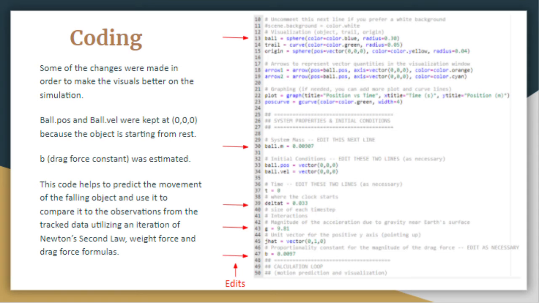Overall, this code is supposed to help us predict the motion of the falling object using our forces and formulas, and to compare that data to the actual data in tracker in order to better understand how weight force and drag force affect the motion of this falling object.